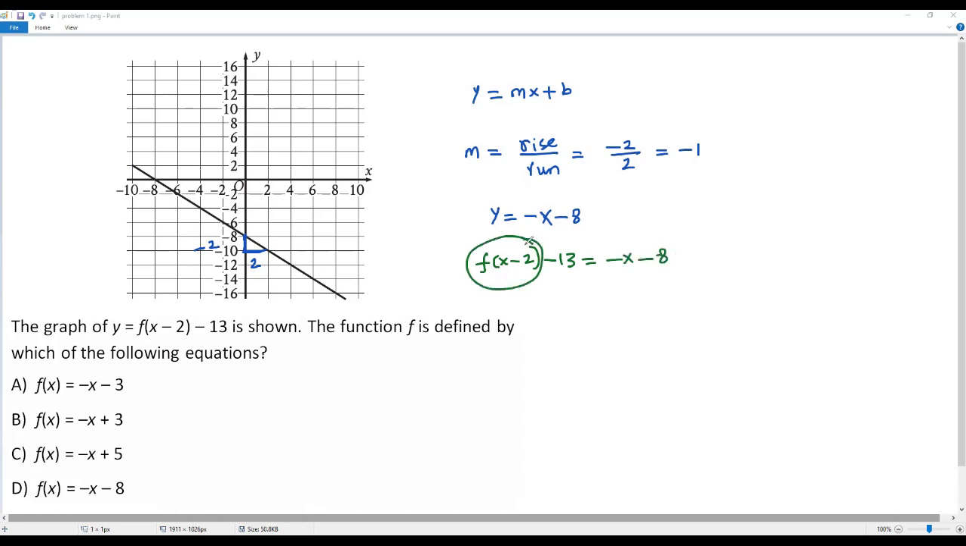Now let's solve for f(x − 2). Let me add 13 to both sides of the equation. When I do so, the −13 and +13 will cancel out. I am getting f(x − 2) on the left side. On the right side, −x, and when I combine these two numbers, I am getting positive 5. Here I got the function f(x − 2).